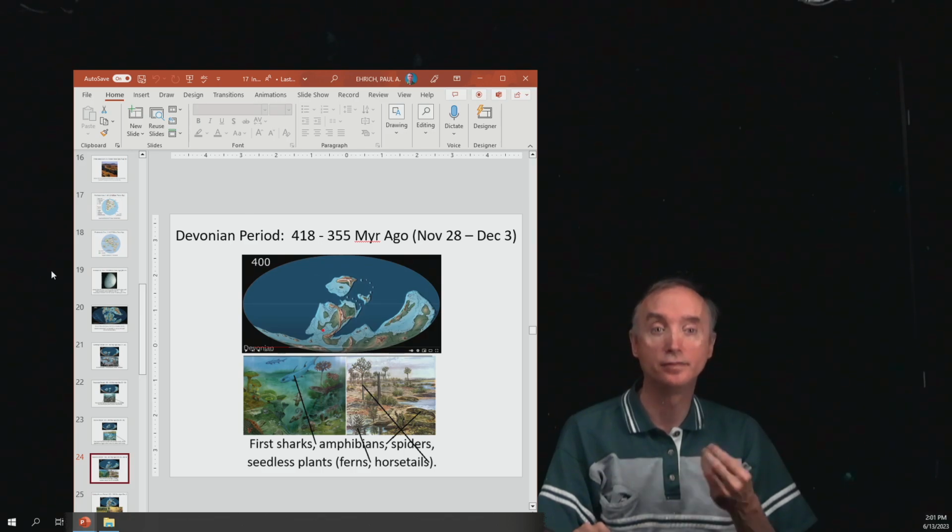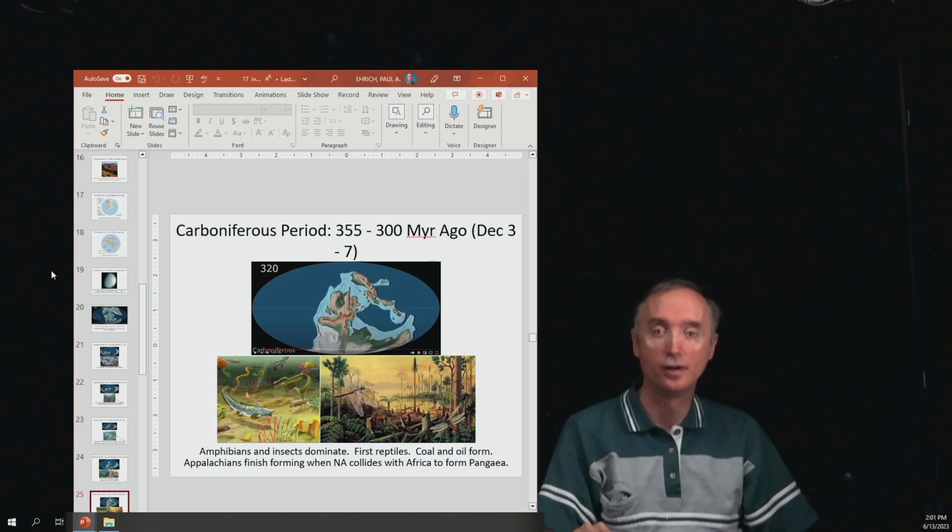So the first animals and the first plants needed water in order to be able to survive. That's why amphibians would have been the next thing to appear. Insects were the first thing, then the amphibians, which ate the insects.